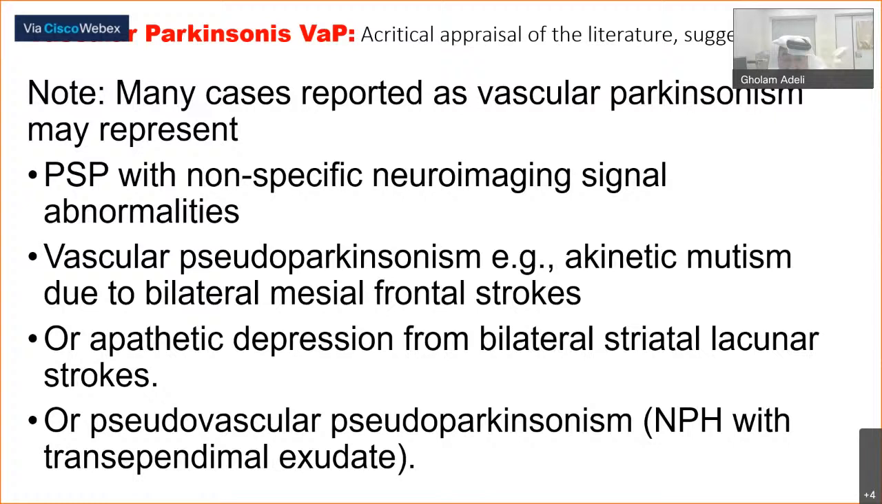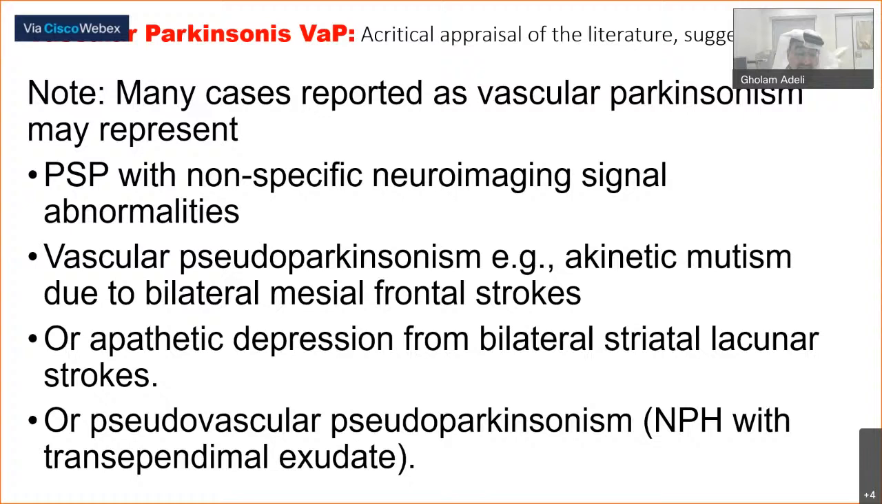Somebody is not interacting, and you do not find the proper or real rigidity or slowing in the limbs, just the behavioral type of things that they have. So with this one you have to be careful, because this is a vascular pseudo-Parkinsonism. And then we have something called a pseudovascular pseudo-Parkinsonism, which is normal pressure hydrocephalus. And we have the transependymal exudate. And these ones have certain MRI features.